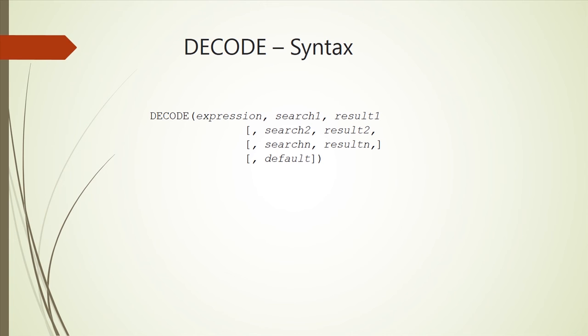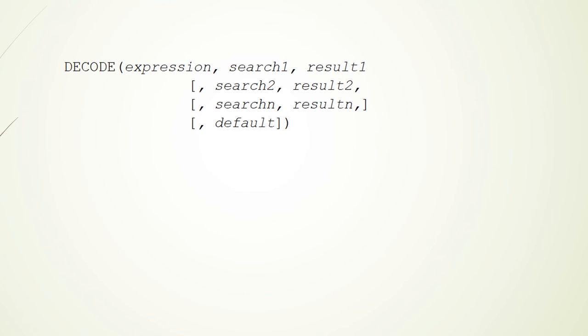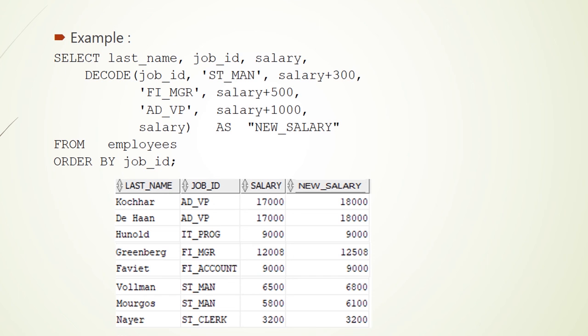DECODE has the same functionality as CASE. DECODE expression, this is search 1 and this is the output or the result returned. Search 2 and this is result 2. Search n and this is result n, and this is the default, like else. So DECODE and CASE work as an if-else statement. To understand how to use DECODE, let's have a look at this example.